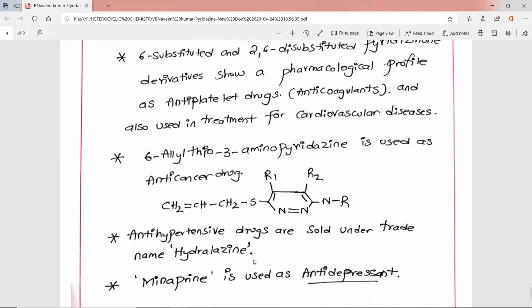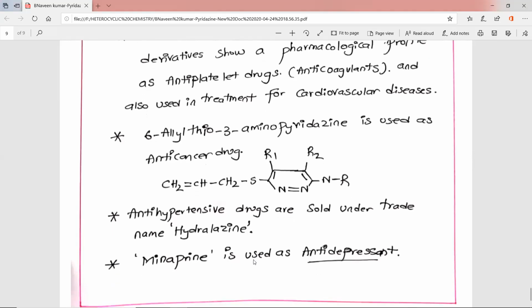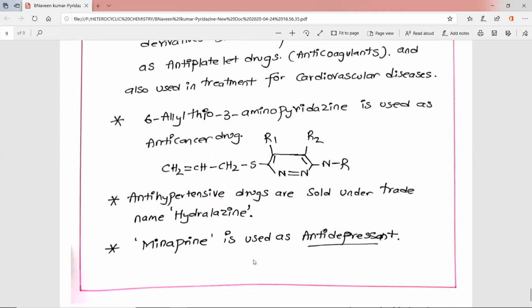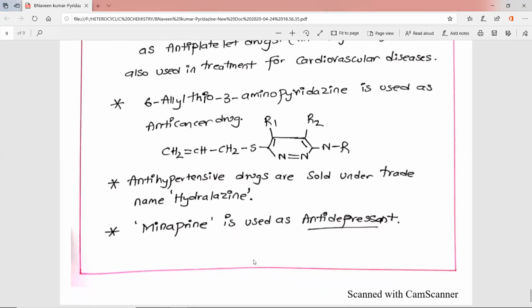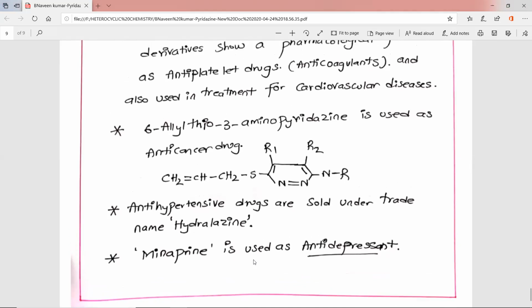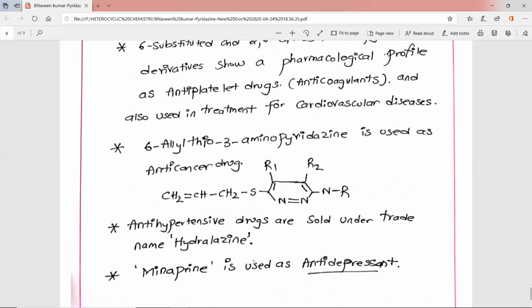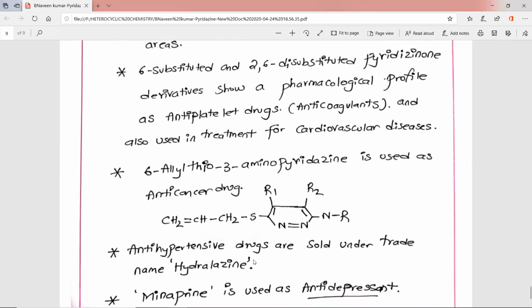6-allylthio-3-aminopyridazine is used as an anti-cancer agent. So some of the substituted pyridazines have been used as anti-cancer agents. Some of the pyridazines have also been used as antihypertensive drugs such as hydralazine. Minaprine is used as an antidepressant. So pyridazines have a wide range of biological activities and have been used for the treatment of various diseases.